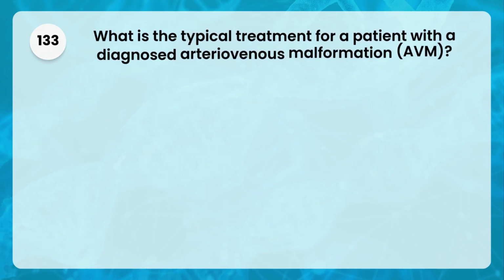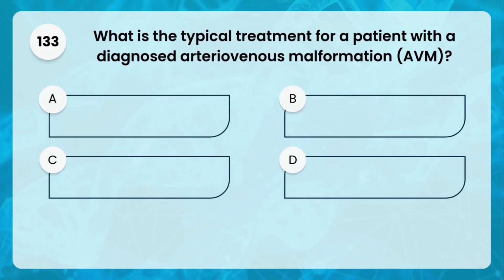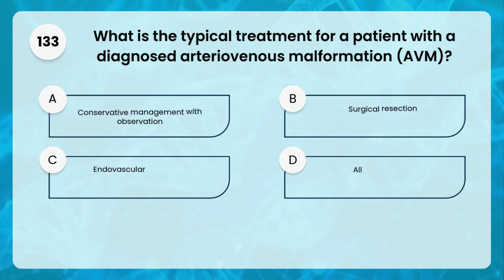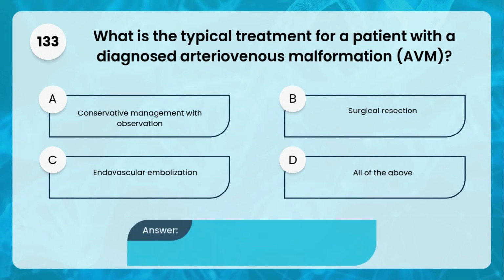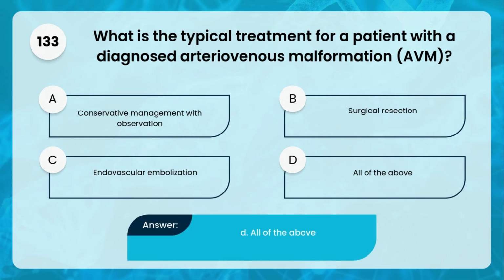133. What is the typical treatment for a patient with a diagnosed arteriovenous malformation, AVM? A. Conservative management with observation. B. Surgical resection. C. Endovascular embolization. D. All of the above. The answer is D. All of the above.